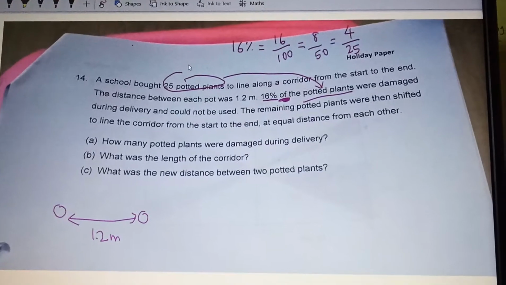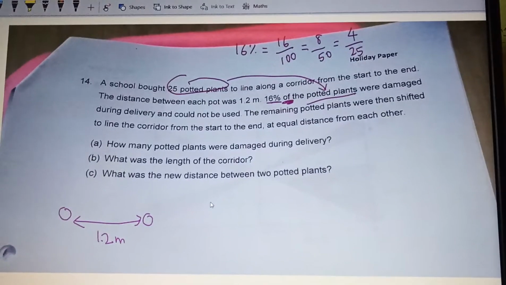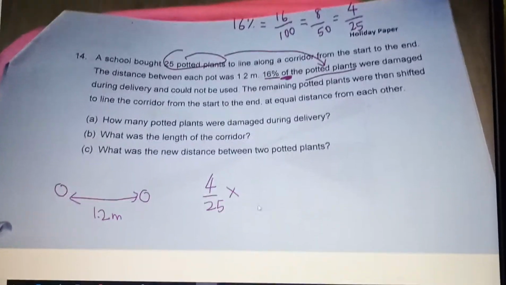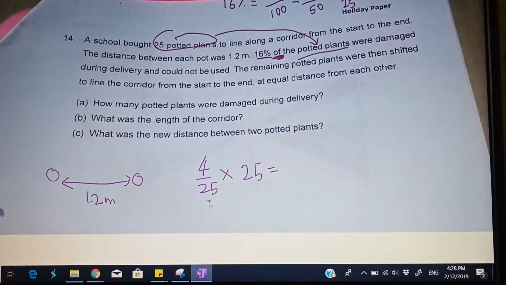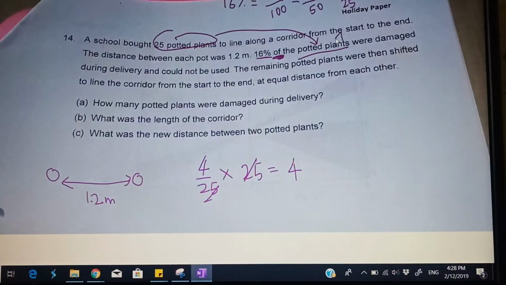So 16% of the 25 potted plants. So it's 4 over 25, of, which is times the number of potted plants, which is 25. So you can cancel, right? These two are the same. You get 4. So 4 of the potted plants were damaged. You know that 4 of the potted plants were damaged during delivery and could not be used.